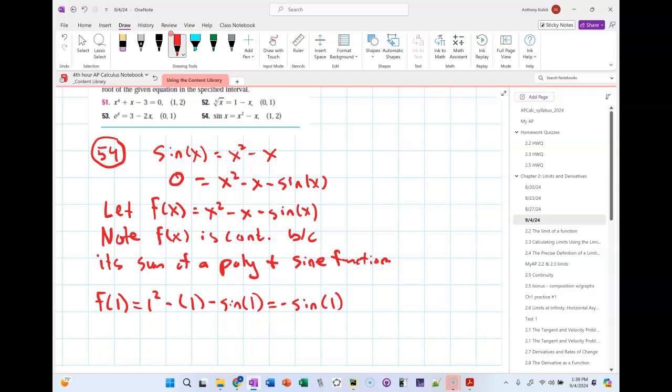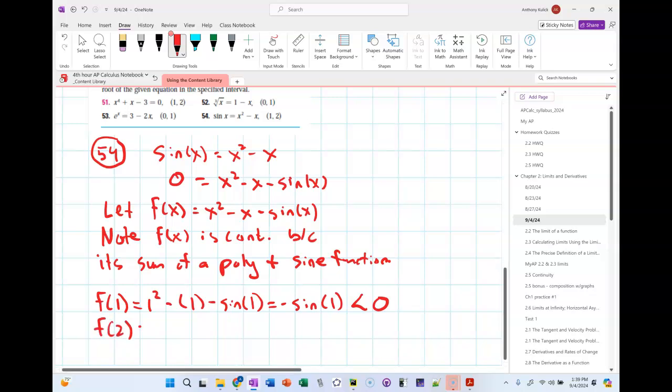Positive. Very good. Because I know sine is positive from 0 to pi, because that's going to cover the first 2 quadrants on my unit circle, correct? 1 is definitely less than pi, so I know that sine of 1 is positive, so I know negative sine of 1 is negative. Everybody's cool?